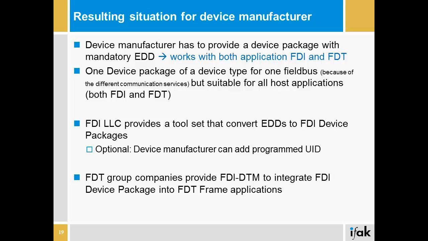The FDT Group provides the tool set which provides a conversion or transformation from DTMs to this device package. Additionally, if one has only an EDD, one can provide this device package without any changes. But if one wants to have a more graphical or additional advanced graphical user interface, then one can add a UIP in this device package. The FDT group companies provide these FDI DTMs to integrate the device package in FDT frame applications. A device manufacturer which provides an FDI device package can provide this to both FDI and FDT applications if the FDT provider has this FDI DTM.